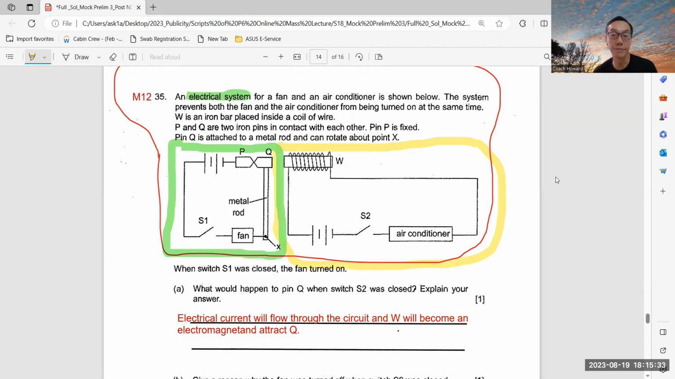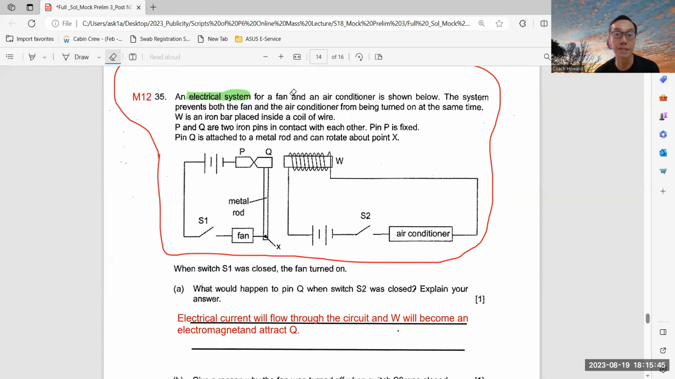And I like this system. And I appreciate the designer and also the illustrator for drawing this so that students can appreciate. Perhaps they can be the future engineers of our nation. Okay, it says that this electrical system for fan and air conditioner is shown below. So this system actually prevents both the fan and the air conditioner from being turned on at the same time. And they say that the W is an iron bar inside a coil of wire.